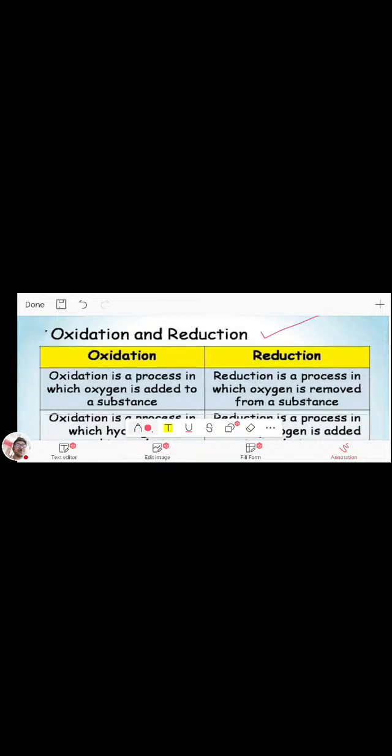Difference between oxidation and reduction. What do you mean by oxidation? Oxidation is a process in which oxygen is added to a substance. Then if you come to reduction, reduction is a process in which oxygen is removed. In oxidation, oxygen is added. In reduction, oxygen is removed.